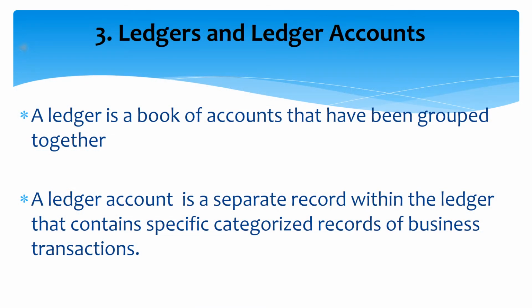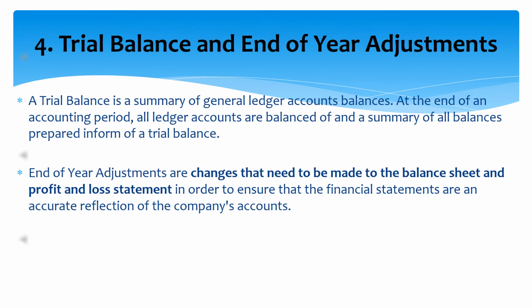The third process in the accounting cycle is preparation of ledgers and ledger accounts. A ledger is a book of accounts that have been grouped together. On the other hand, a ledger account is a separate record within the ledger that contains a specific categorized record of business transactions. The fourth process in the accounting cycle is preparation of trial balance and end of year adjustments.